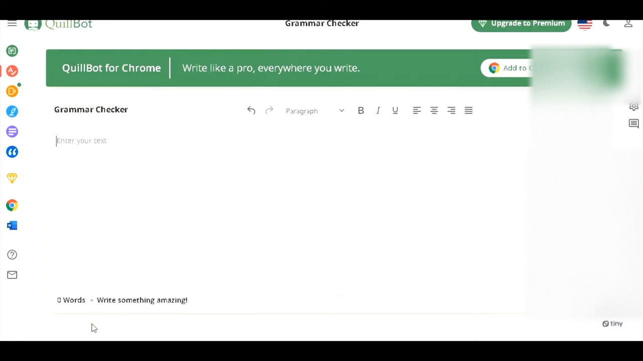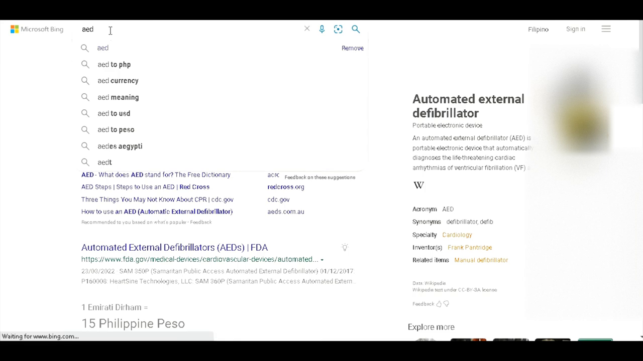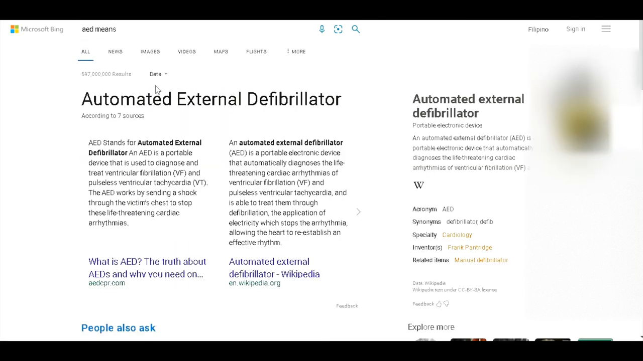Okay. I don't think so. AED, what does that mean? AED. Just a moment. Okay. Automated external defibrillator. Yeah. Okay, so what is that? I don't know about that. Oh, a portable device that is used to diagnose and treat.